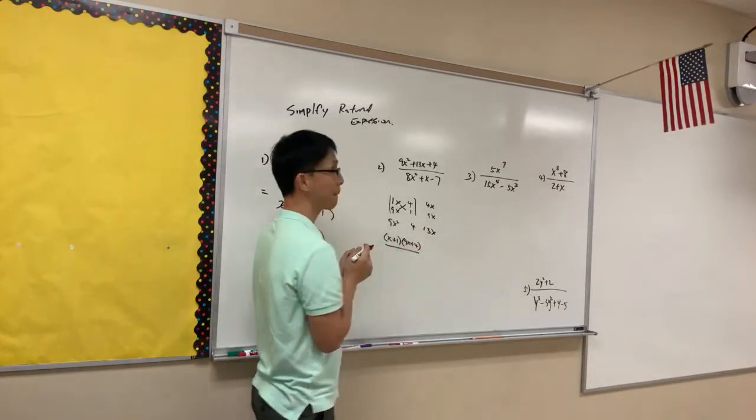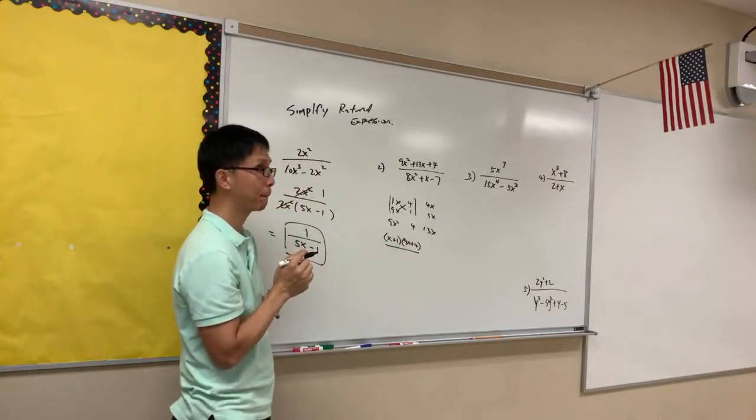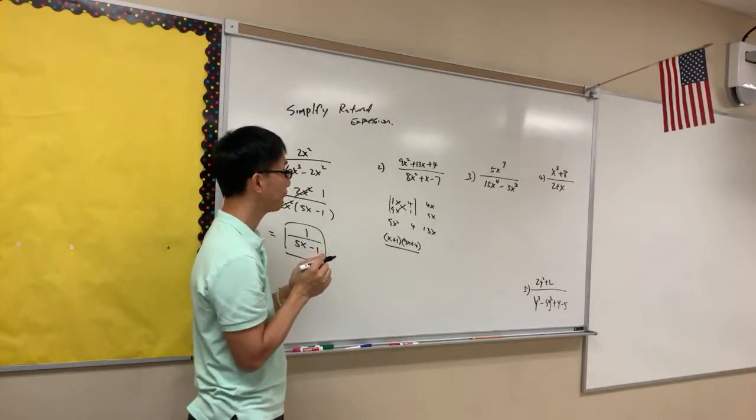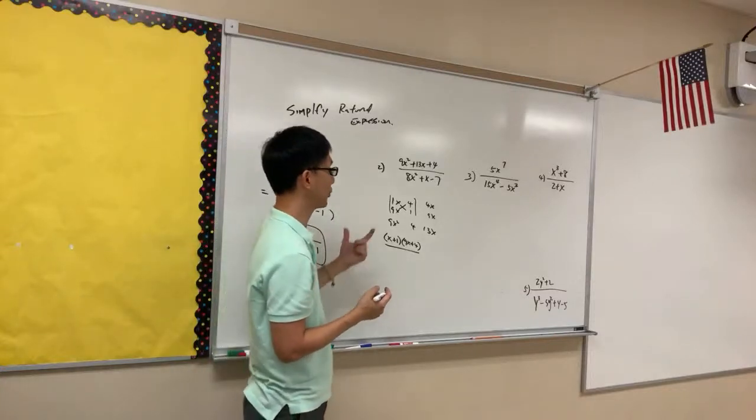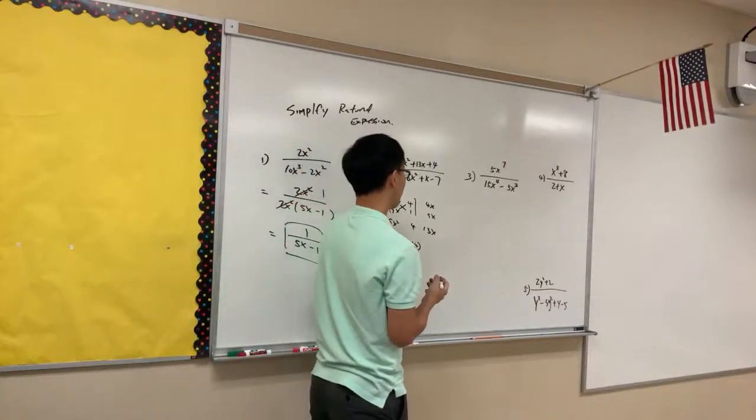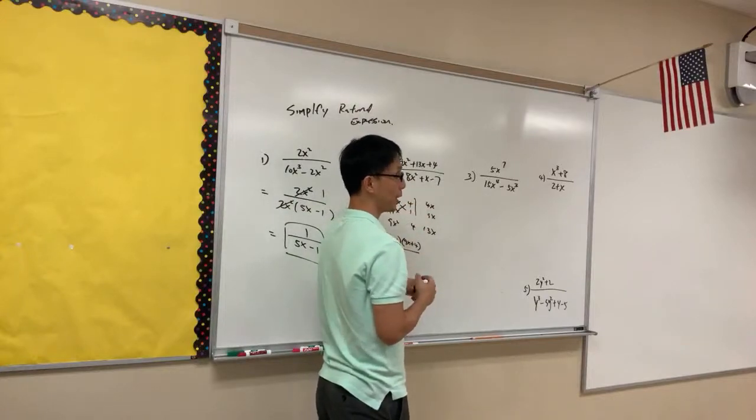Does that make sense? Am I going too fast? Yes. Why did you factor out the top first? I just get used to going top to bottom, but you can factor the bottom. Because technically, if you want to find the domain, you want to factor the bottom first.